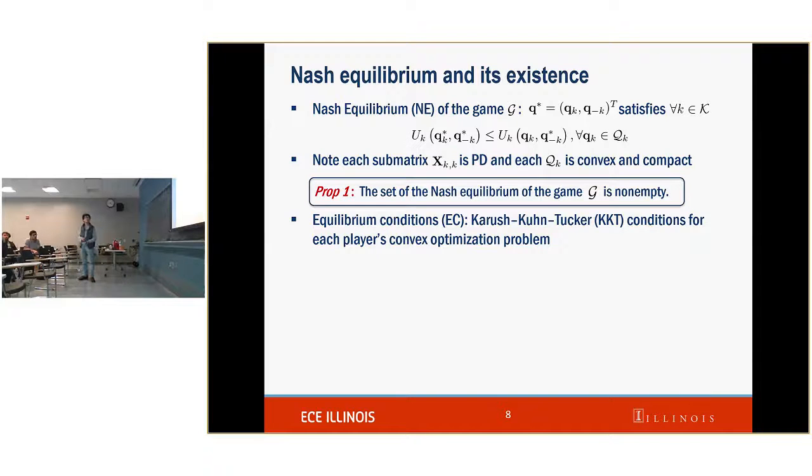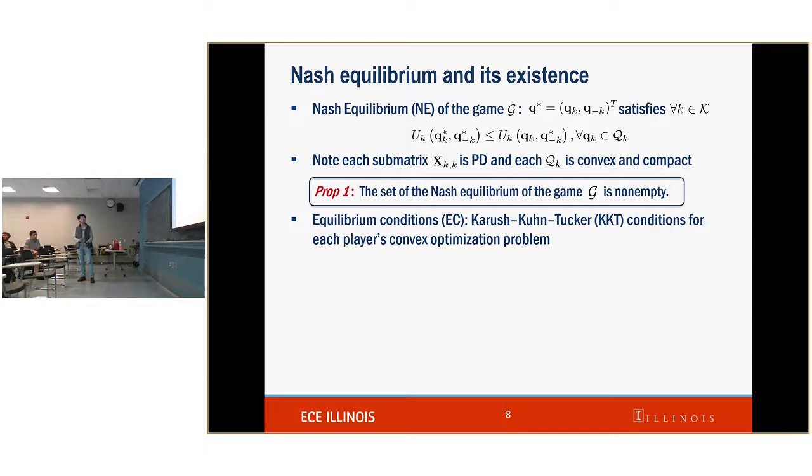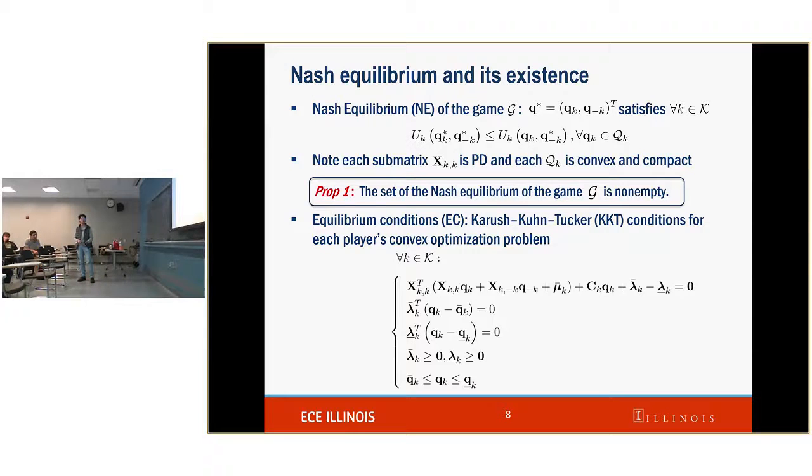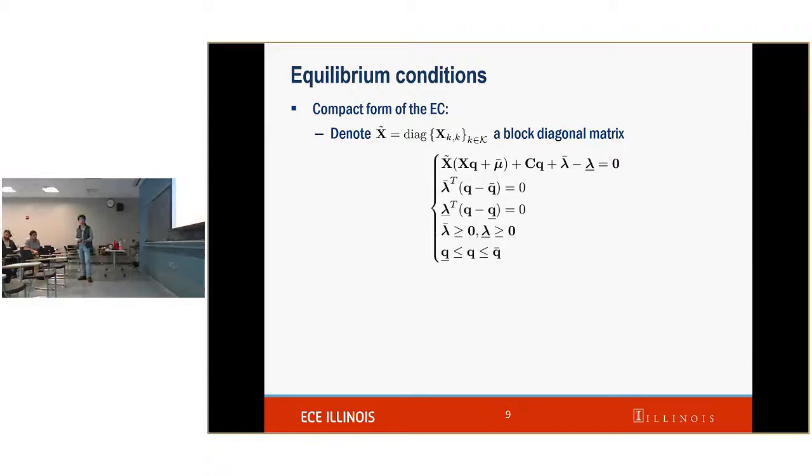And also because, as we can observe here, given all the other strategies, this is just a quadratic function of QK. Therefore, each of the subproblems is just a quadratic programming over QK. So we can write out the optimality condition, which is the KT condition for each subproblem, and combine them together to get the conditions that characterize this equilibrium. We call it equilibrium condition, EC. And if we denote X tilde to be the block diagonal matrix with XKK on its diagonal, we can write out this EC in a more compact form.